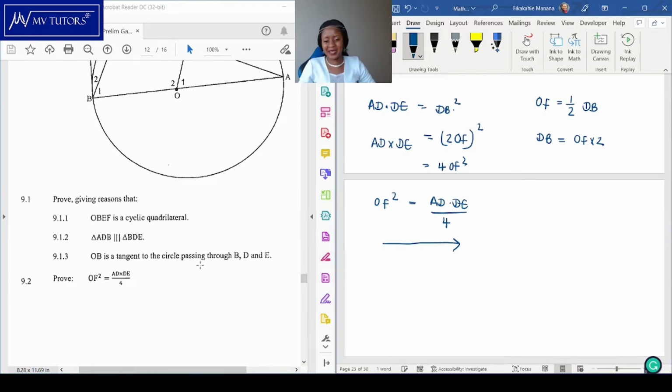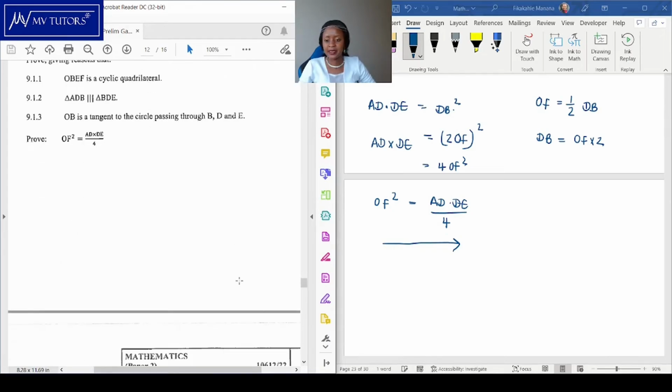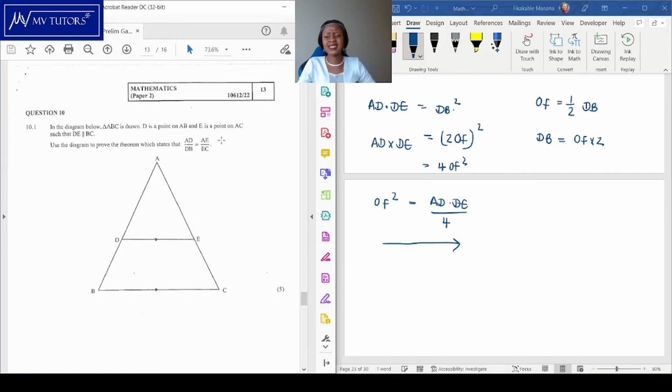So we are done with 9.2. How many marks? 3 marks. Fair enough. Now when it comes to question 10, this proof, they've been asking it so many times, so I've decided I am going to show you the video where I cover it. I am not going to go through this again. It says in the diagram below, triangle ABC is drawn. D is a point on AB and E is a point on AC such that DE is parallel to BC. Use a diagram to prove the theorem which states that AD over DB is equal to AE over EC.